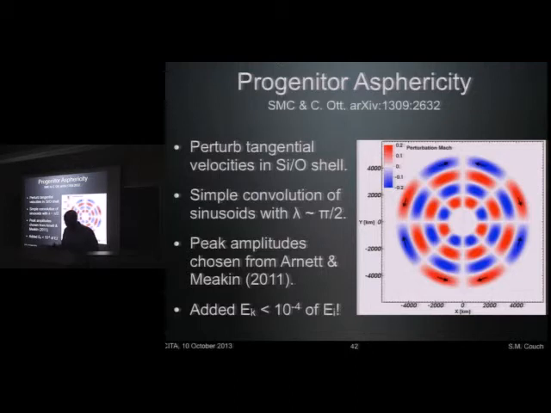So what Christian Ott and I looked at is perturbing the silicon-oxygen shell in a 15 solar mass star. We only perturb the tangential velocity, so the theta direction velocity, with a large-scale perturbation, a wavelength of typically, I guess, pi/2. And peak amplitudes that were picked from the simulations of Arnett and Meakin that looked at both silicon and oxygen shell burning. And these got up to peak Mach amplitudes of around 0.2. So that's what we put into our calculations.